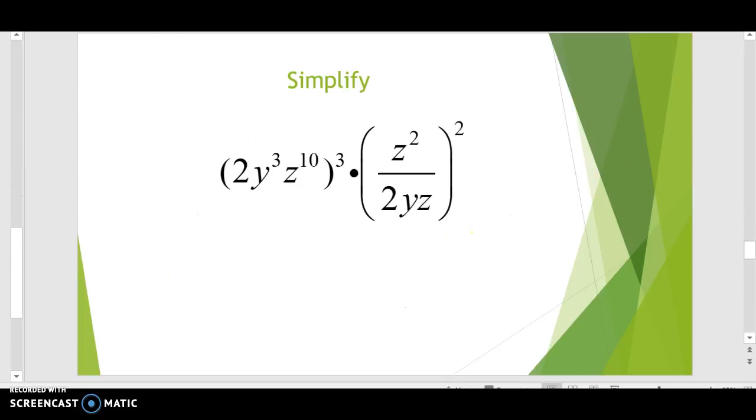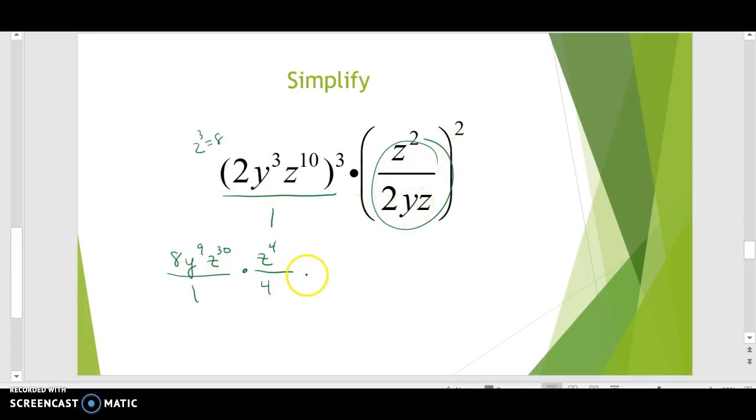So with this one, I'm going to put this all over 1 right now. I'm going to raise everything inside here to the third power. So 2 to the third is 8. So I get 8. y to the third is y to the 9th. z to the 10 times 3 is 30. All over 1 times. Everything in here now is going to get raised to the second power. So z to the second is z to the 2 times 2, which is 4. Over 2 to the second is 4. y to the second, z to the second.